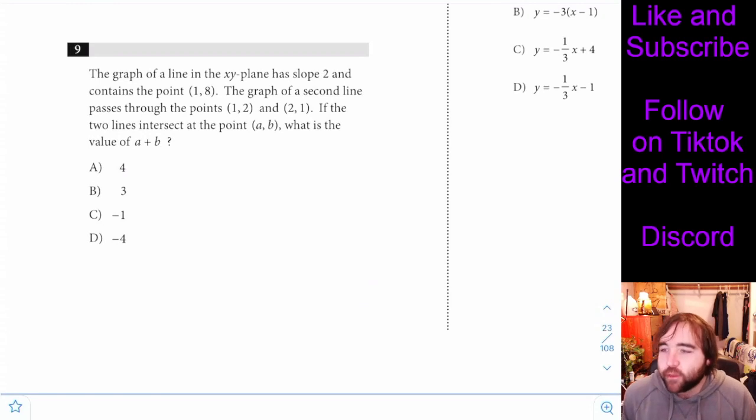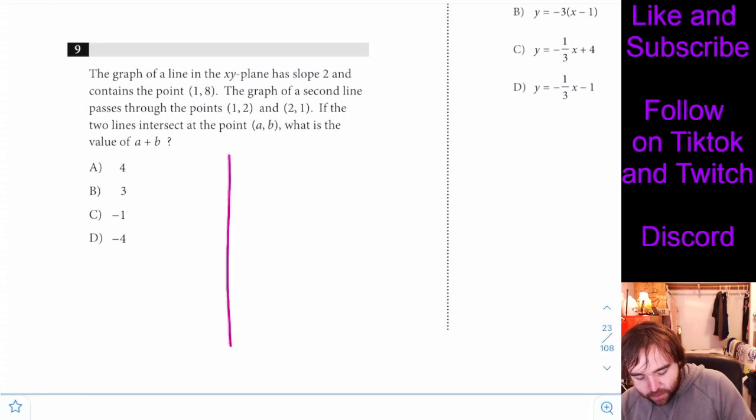Okay, next. The graph of a line in the xy plane has a slope of 2 and contains the point 1, 8. The graph of a second line passes through those points. If the two lines intersect at A and B, what is the value of A plus B? So there's a couple ways to do this. My jump to is to write equations. That's what I would do if I was on the test. But it might be easier to try to just graph it out and see.